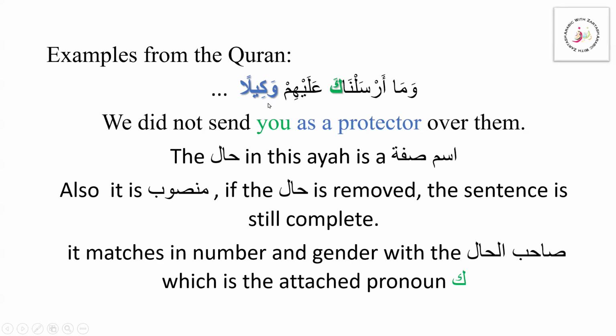It is also singular, so this will be our hal. We can also notice that it is describing this ka here, which is the sahibul hal, a maf'ul bihi in this sentence. So we did not send you as a protector over them. The hal in this ayah is an isim sifa, as a protector, describing the one who is mansoob. If the hal is removed, the sentence is still complete.